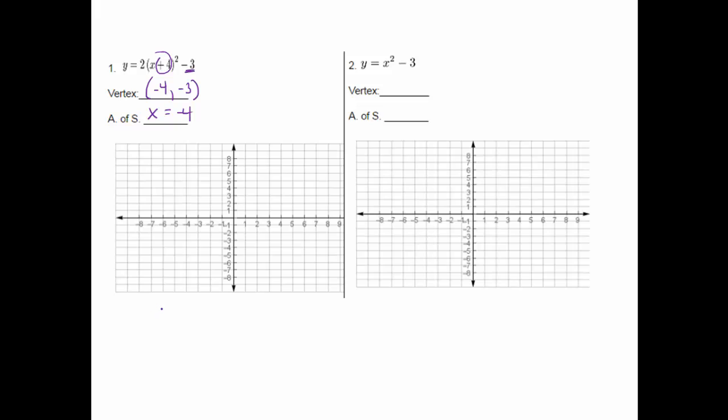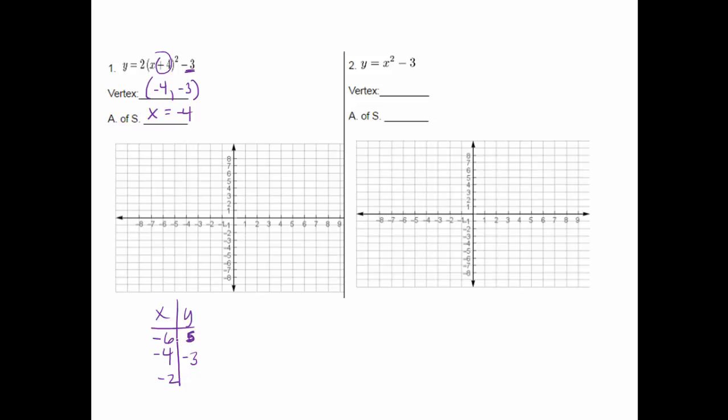And then I'm going to do my xy table with 3 points. So the one that's going to go in the middle is the negative 4, negative 3. And then if we pick 2 from each side, let's do negative 6 and negative 2. And again, as long as you go the same in each direction, it doesn't really matter. If I plug in negative 6 and type that into my calculator, I will get 1, I believe. Nope, let's just double check that. Nope, I will get 5, I believe.